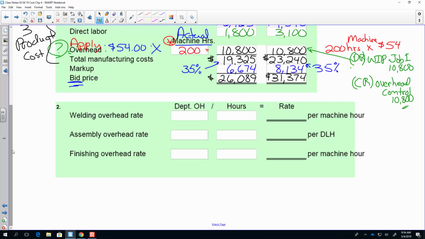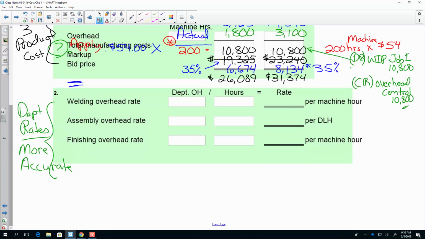All right, let's try another method. Example 3 had us do department rates. This is what a lot of companies will do, and the reason we're using 3 instead of 1 is to see if we can be more accurate. 3 is better than 1.